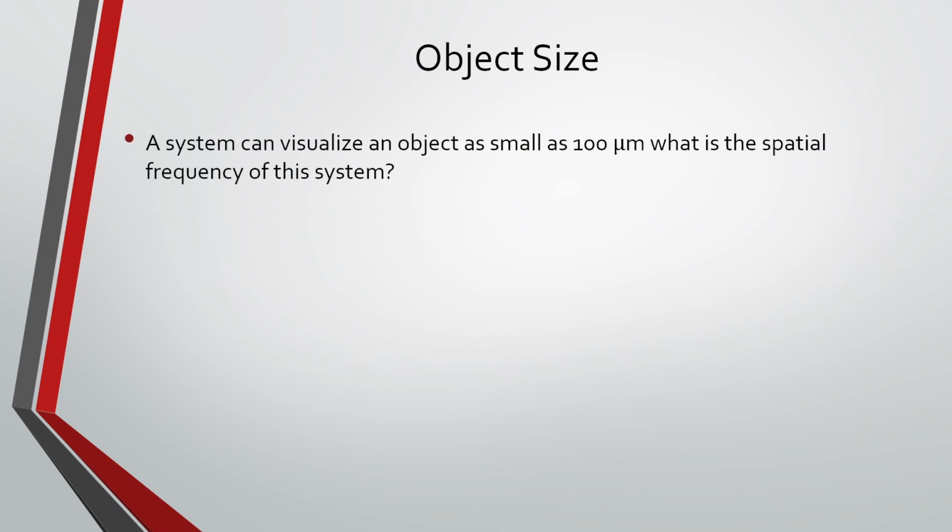So now all this is relating pretty well here. So we'll go ahead and talk about the object size, and pose a question: a system can visualize an object as small as 100 micrometers. What is the spatial frequency of this system?